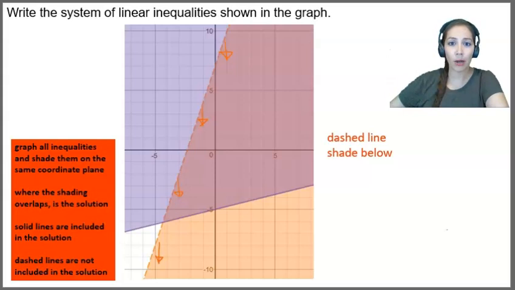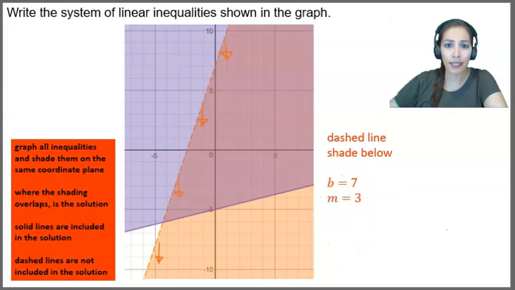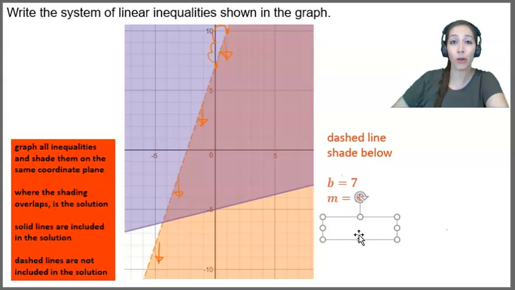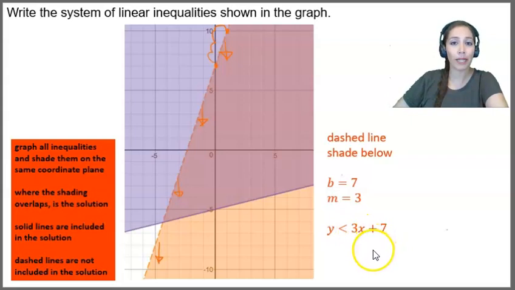Because it is shading below, I can see that it crosses my y-axis, and I have a y-intercept at b equals 7. And I can see by looking at the graph, I have a slope of 3. I can see that because here's my y-intercept of 7, and it looks like we also go through this point here, so that's up 1, 2, 3 to the right 1. 3 over 1 is the same as 3. And since I have a dashed line, I know I'll have either a greater than or a less than sign. And because I shaded below it, it will be y less than mx plus b, 3x plus 7. So there is one of my inequalities.